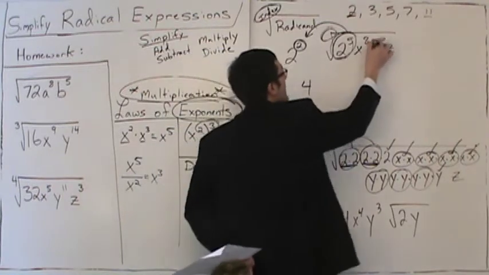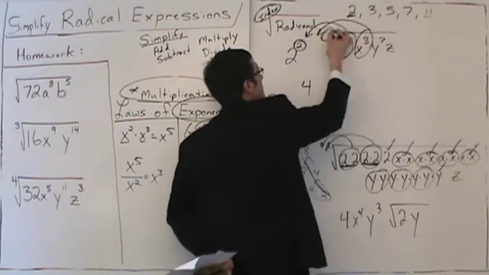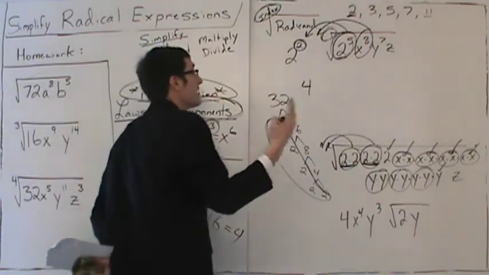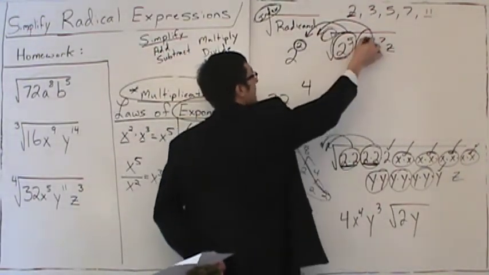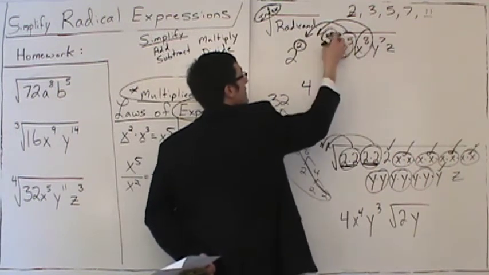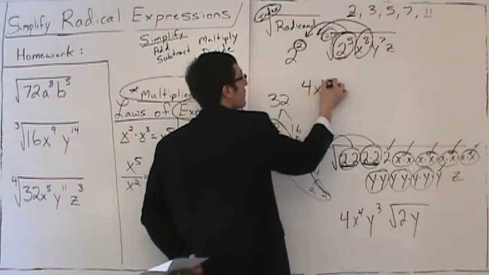Now, how many pairs are there in 8 x's? Hopefully you say there's 4. There are 4 pairs in 8. Or notice you can take 8 and divide by what? 8 divided by the unwritten index 2. 8 divided by 2 gives what? 4, so we get x to the 4th.